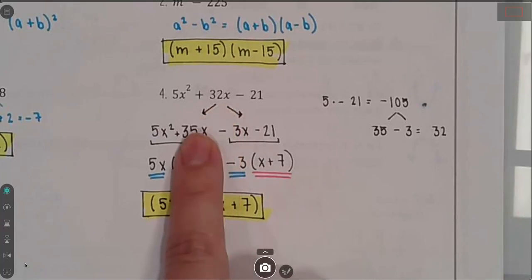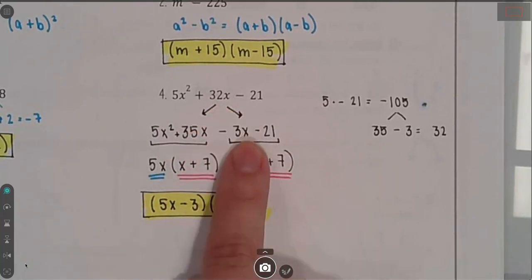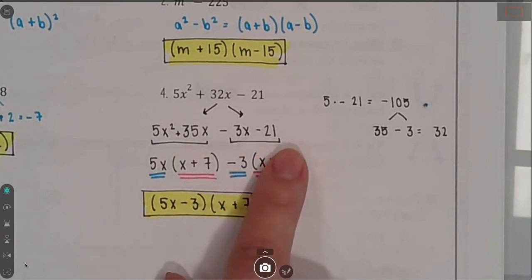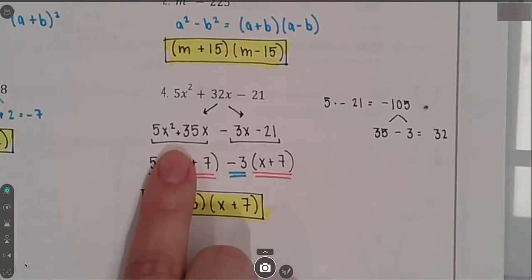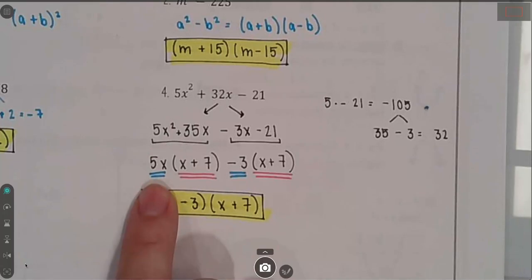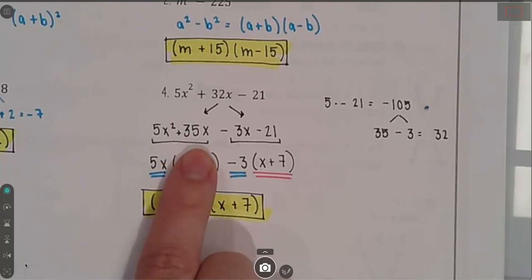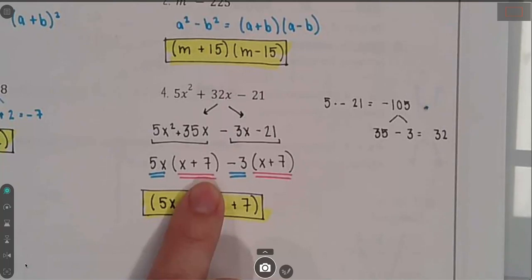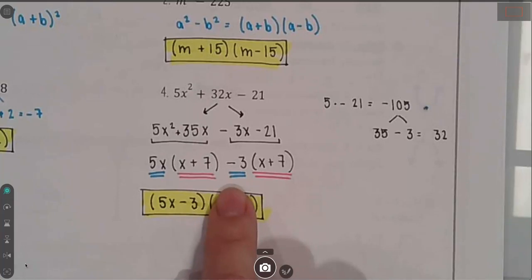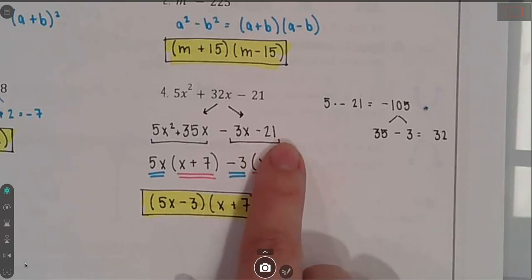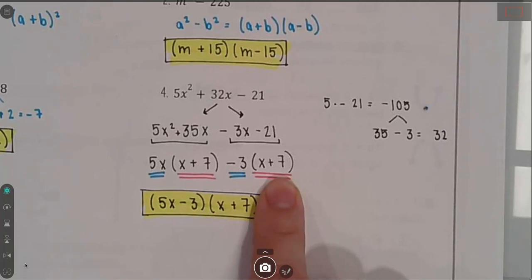Okay, so I'm going to split my b term to positive 35x and negative 3x. And then I'm going to factor by grouping. The greatest common factor between 5x squared and 35x is 5x. When I factor out the 5x, 5x squared divided by 5x is x. 35x divided by 5x is 7. The greatest common factor between negative 3x and negative 21 is negative 3. When I factor out the negative 3, negative 3x divided by negative 3 is positive x. Negative 21 divided by negative 3 is positive 7.